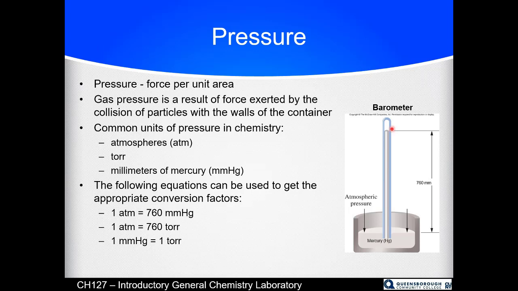Another word for a millimeter of mercury is torr, in honor of Torricelli, who invented the barometer, or was one of the people credited with inventing the barometer. If you're measuring a gas pressure other than the atmosphere, it looks slightly different, but you can still use mercury, and that is technically a manometer, M-A-N-O-meter.